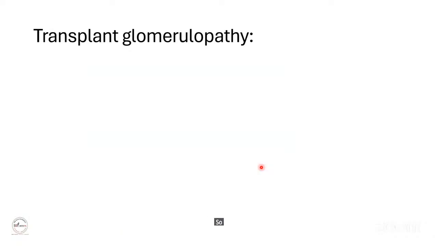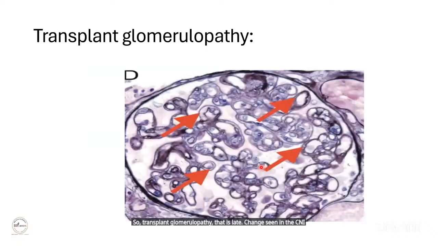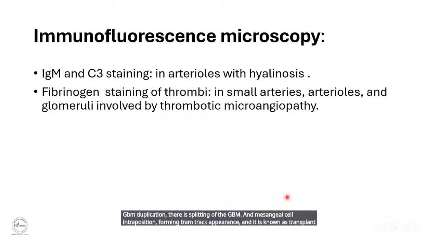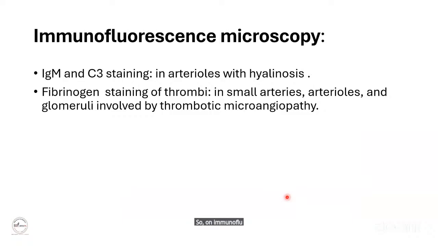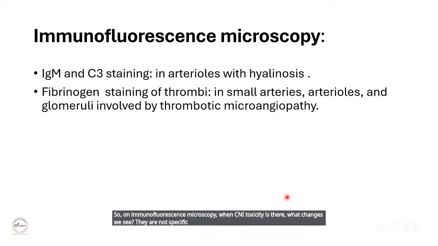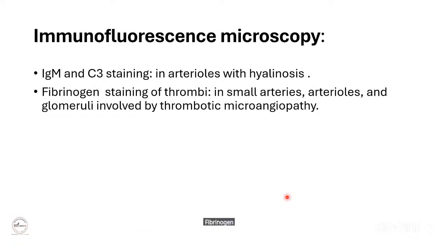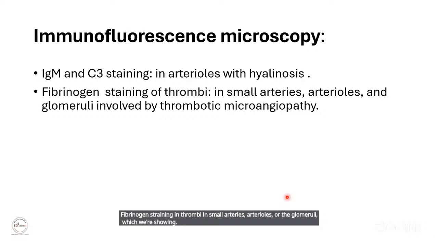So, transplant glomerulopathy, that is late change seen in CNI toxic glomerulopathy, that is nothing but the GBM duplication. There is splitting of the GBM and mesangial cell interposition forming tram track appearance, and it is known as transplant glomerulopathy. So on immunofluorescence microscopy, when CNI toxicity is there, what changes we see? They are not specific, like IgM and C3c staining is seen in arterioles with hyalinosis, fibrinogen staining in thrombi in small arteries, arterioles, or the glomeruli which were showing the changes by TMA.